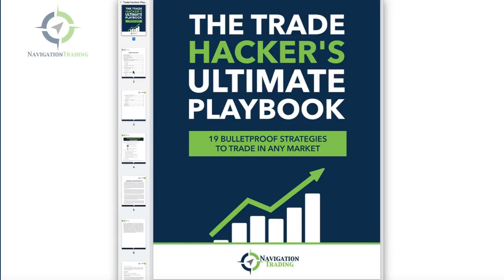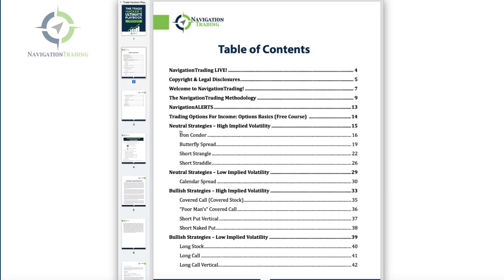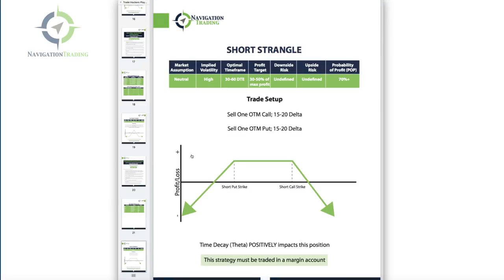So let's get started. I'm going to jump over to the table of contents and just click on one of the core strategies. I want to start with short strangle. And a short strangle is a neutral trade, so you don't care if the stock goes up or down or sideways. You just want it to stay in a specific range based on when you enter the trade.